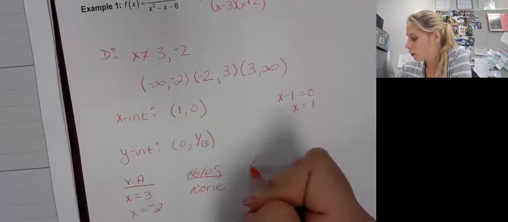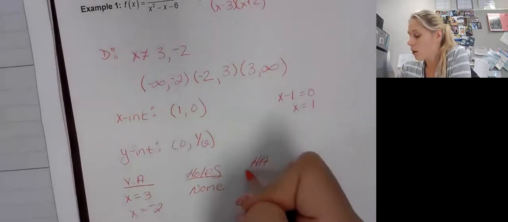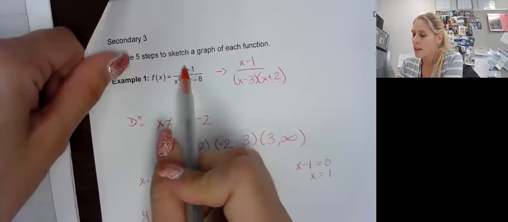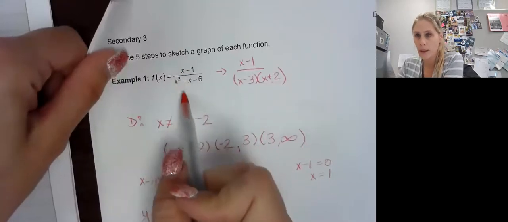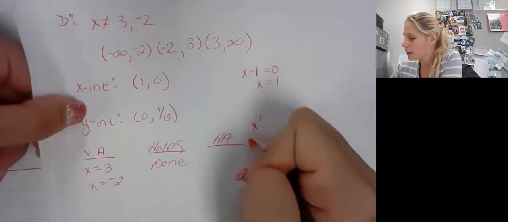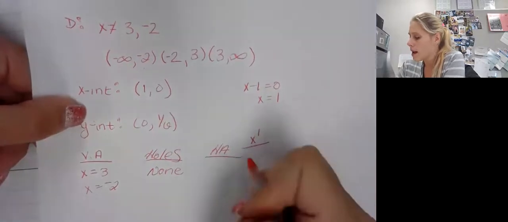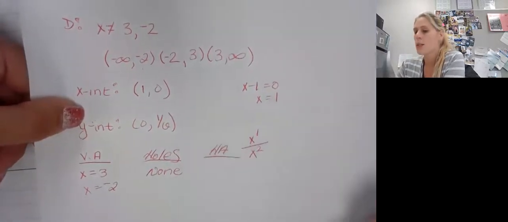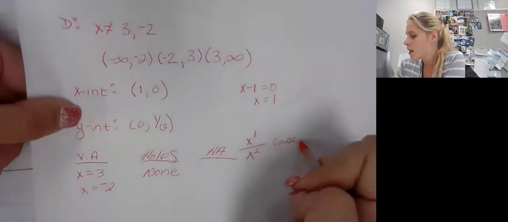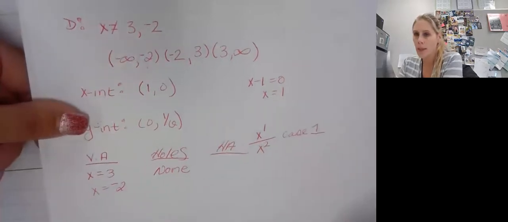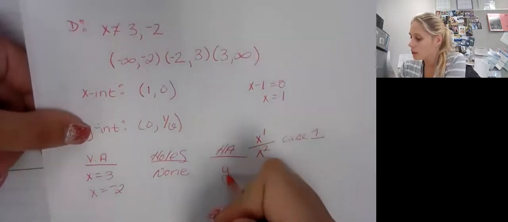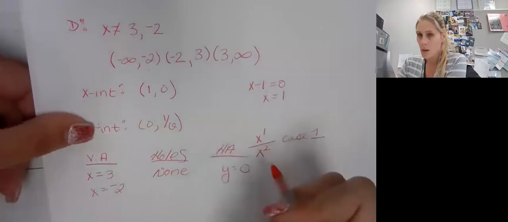Now let's look at our horizontal asymptotes or oblique. So remember, I'm going to look at the leading term in the numerator and leading term in the denominator. The leading term in the numerator is x to the first, and the leading term in the denominator is x squared. So which case are we looking at? We're looking at case 1, where the numerator is smaller than the denominator. And if you look at your notes, that means that there is a horizontal asymptote at y equals 0.